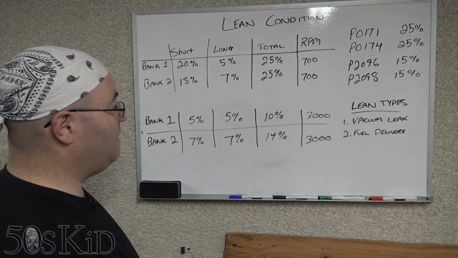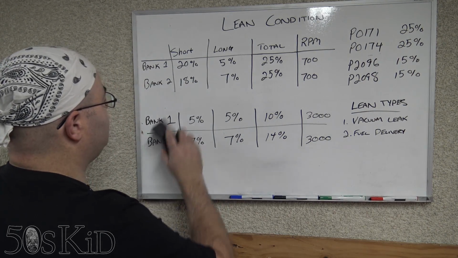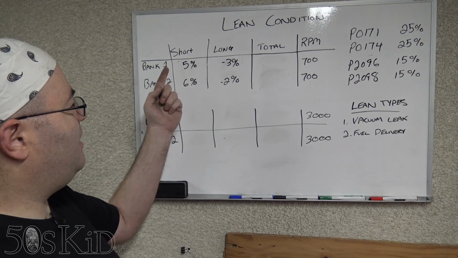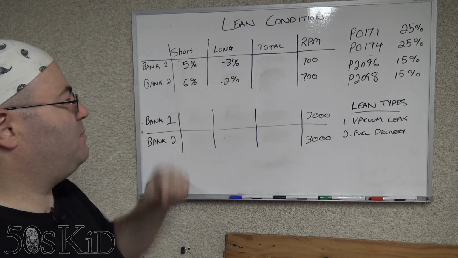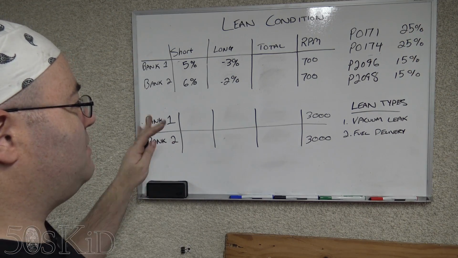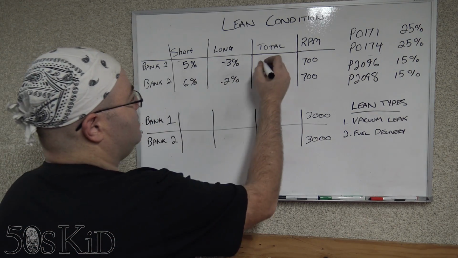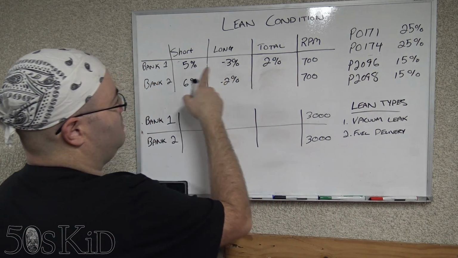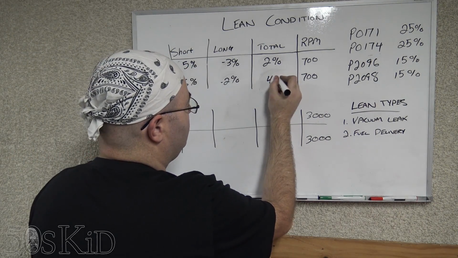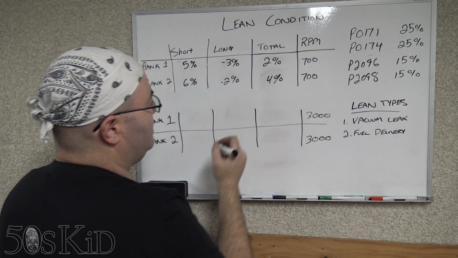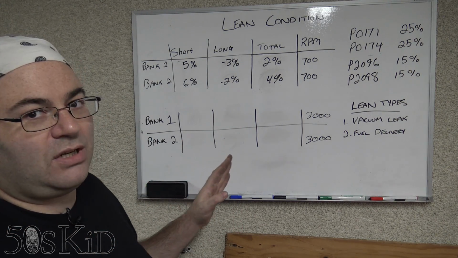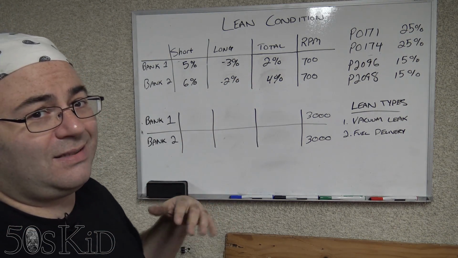Now, if this was different, let's get some different numbers in here. Let's say you're at 5% short, negative 3% long. I threw this negative in here just so you guys can realize that sometimes you have to do the math this way. This is going to be a total of 2%, because you're adding: 5 plus negative 3 is 2. Same thing here, this is actually 4%. So you can see that we don't really have much of a lean condition at idle. 2% and 4%, that's fine.